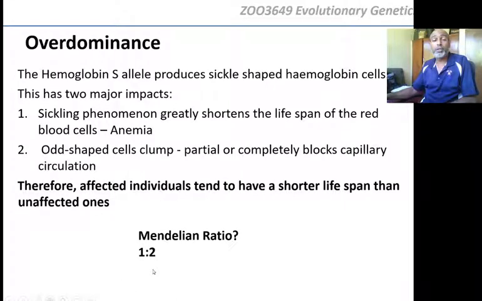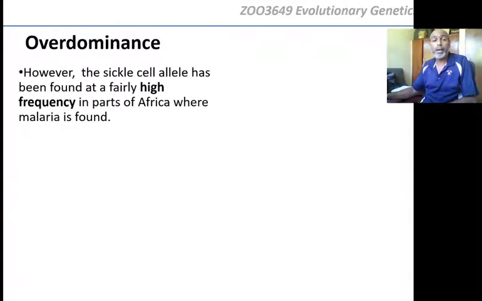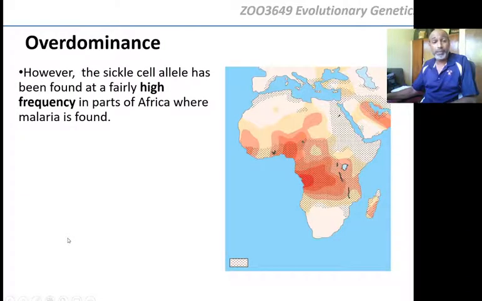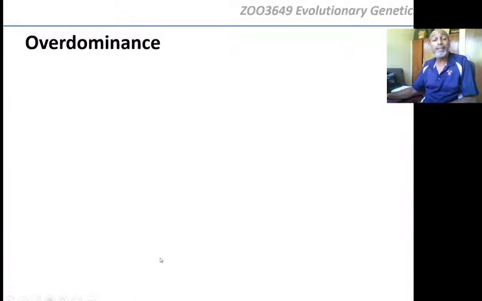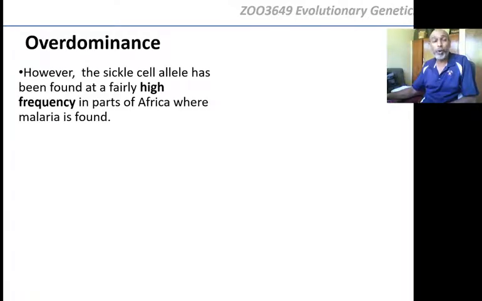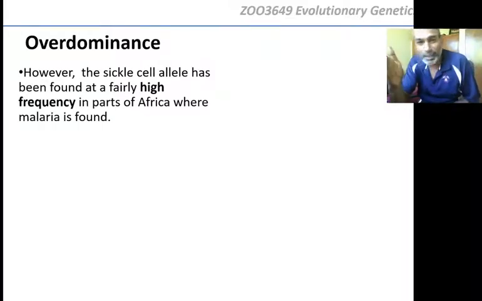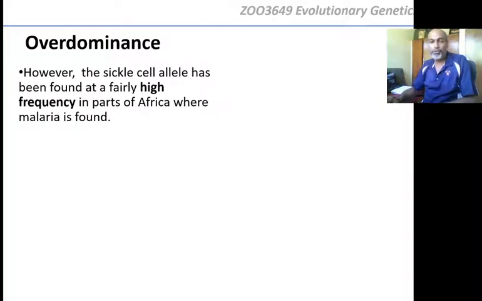And the Mendelian ratio is 1 to 2. But because it's lethal, it's the same as lethal alleles. But we have an added situation of overdominance here, right? Not just a lethal allele, but an overdominance, because even though this sickle cell is lethal if you have two homozygote recessives, two sickle cell alleles, nevertheless we see a very high frequency.